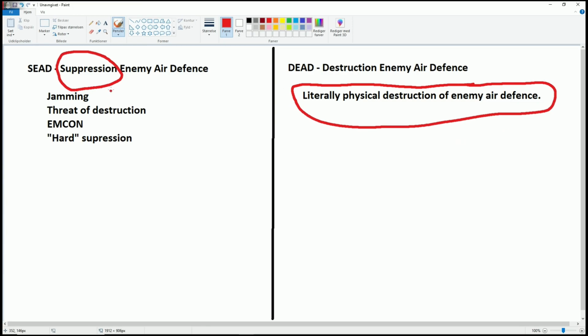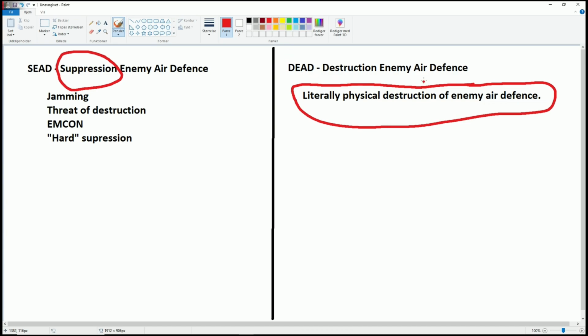But DEAD is not SEAD. It is very important to understand that, because it is two different philosophies, two different tactics, two different strategies, two different ways of approaching it. Doing SEAD, it doesn't matter if the enemy can see your plane. That is the purpose. You want the enemy to see your plane, to turn on his radar, to use his radar so you can jam it, threaten it, impose EMCON, or have a hard suppression.